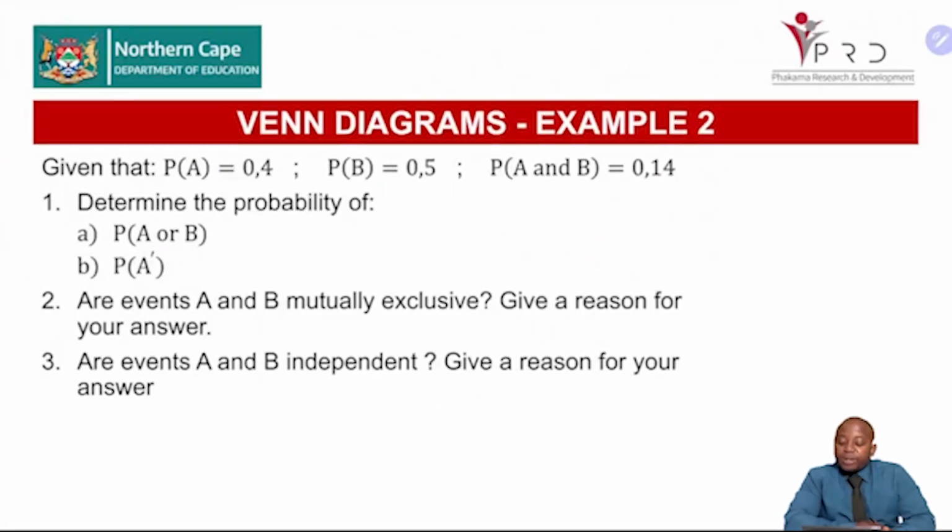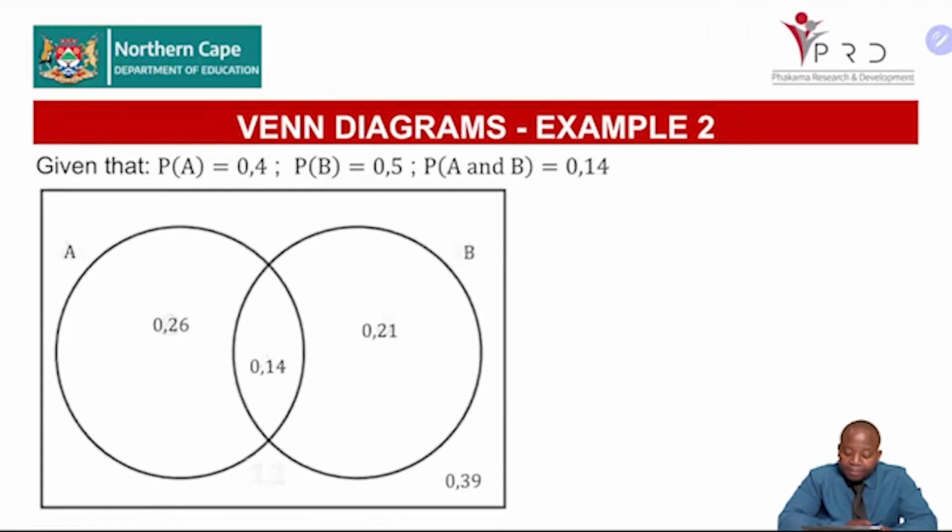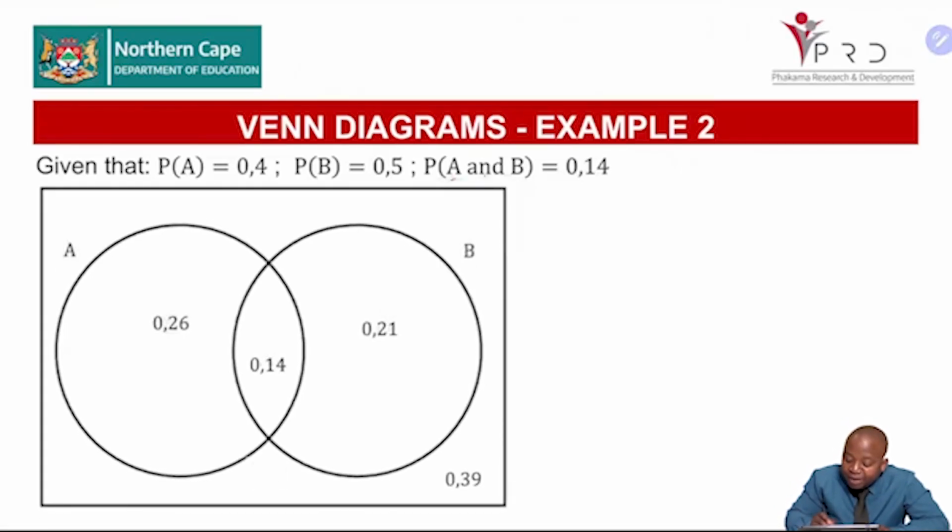Right. Now let us look at example number 2, grade 12. We are given that the probability of A is equal to 0.4, the probability of B is 0.5, and the probability of A and B is 0.14. Determine the probability of A or B. Let's populate this in our Venn diagram. The probability of A and B is 0.14.